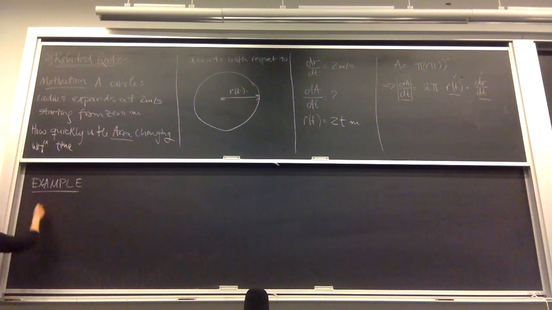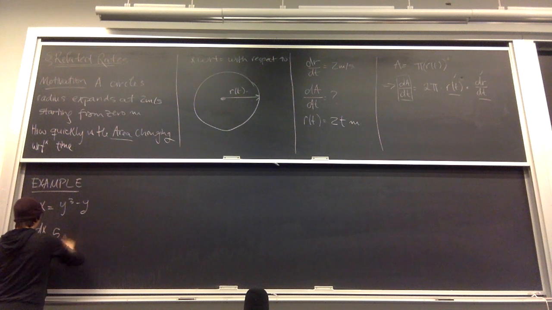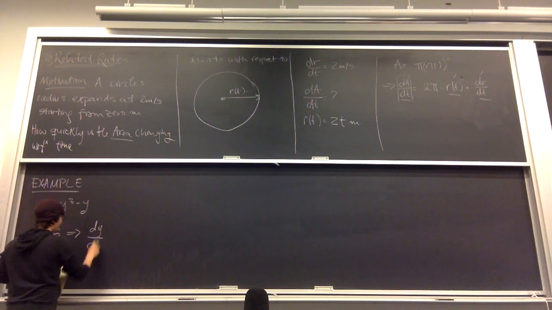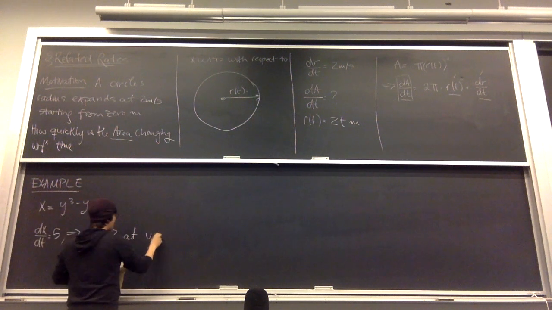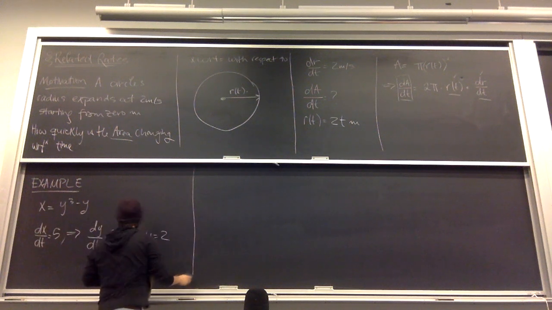Let's say that x is equal to y cubed minus y. Let's say that the derivative of x with respect to t is 5. And let's say we want the derivative of y with respect to t at y equals 2. And you'll see why we need this soon.